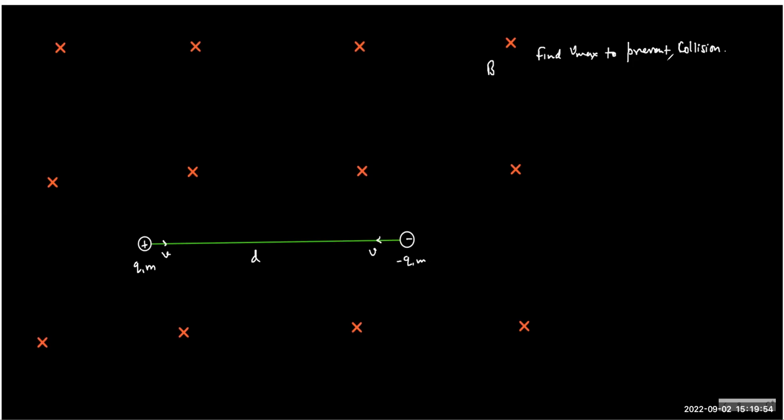So QB by 2m. How much? Sir, QB by 2m. But QBD, na? QBD by 2m. Yes, sir. Yeah, that's correct. So the radius will be D by 2, right? Yes, sir. So this is mv by qB. So V is QBD by 2m. That's correct. Okay.